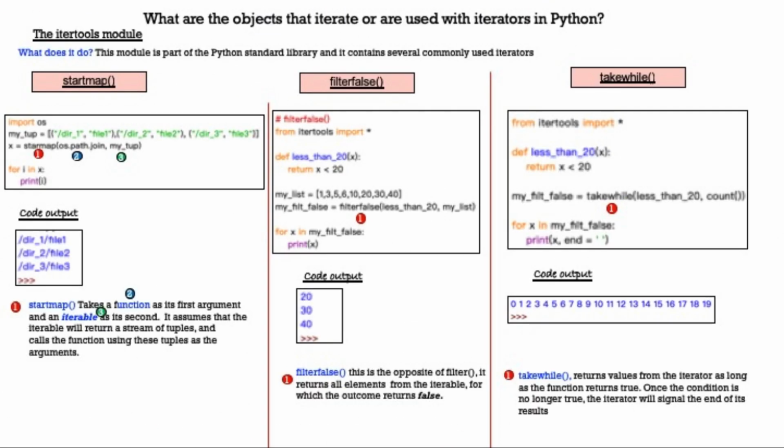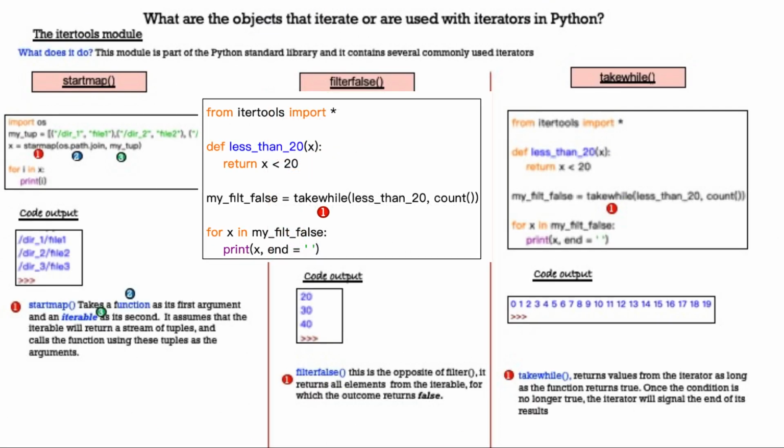And then last but not least, takewhile. Takewhile returns values from the iterator as long as the function returns true. Once the condition is no longer true, the iterator will signal the end of its results. So again, we're going to use the same thing here, our same function that we created, less_than_20, passing the argument or the parameter of x, return x less than 20.